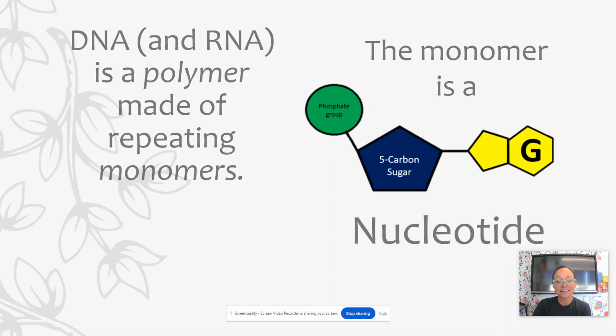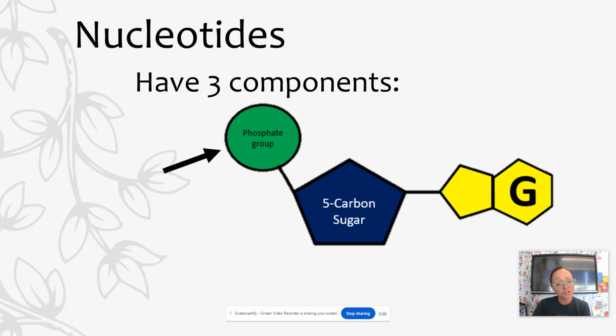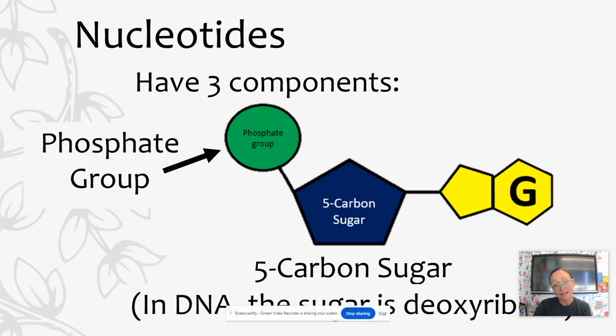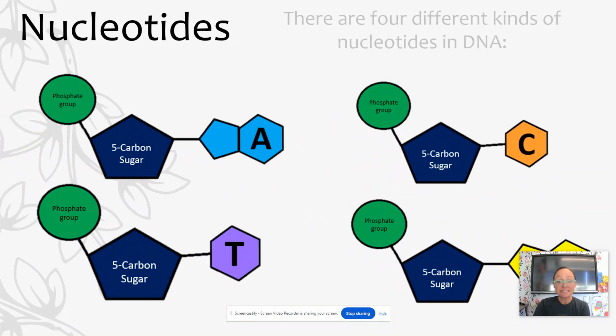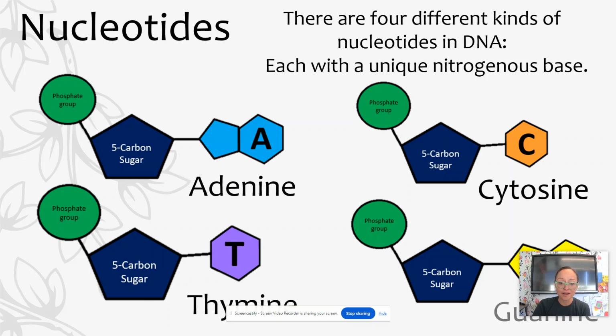Now these nucleotides have 3 parts. There is a negatively charged phosphate group. There's a 5-carbon sugar. In DNA, that sugar is called deoxyribose. And then there are nitrogen bases. When we look at nucleotides, there are actually 4 different kinds of nitrogen bases. We have adenine, thymine, cytosine, and guanine.